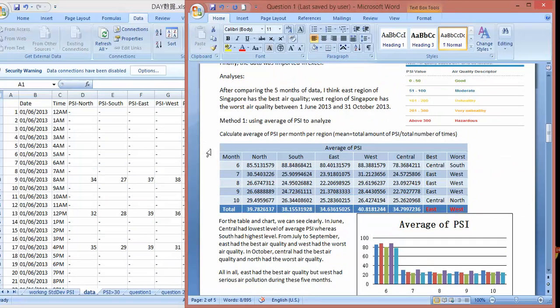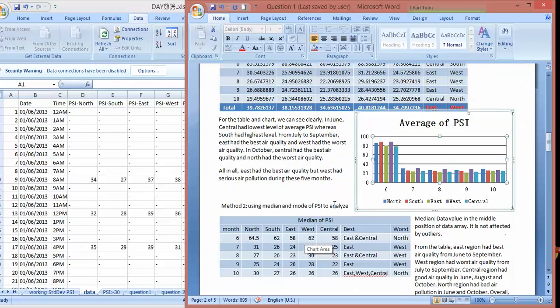From this table of the average of PXI and the chart, we can see clearly that in June, Central had the lowest level of average PXI, but South had the highest level. From July to September, East had the best air quality and the West had the worst air quality. In October, Central had the best air quality, and North had the worst air quality.